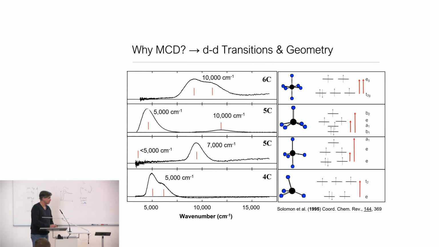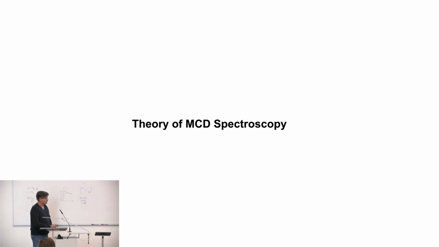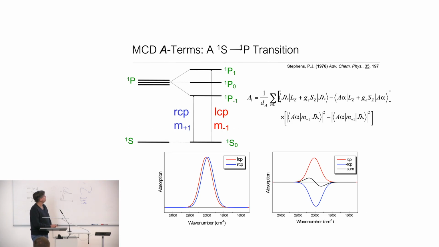to an actual enzyme system. But before we do that, I wanted to dig a little bit into the theory of the MCD and try to demystify that a little bit. So I have already talked about the A, B, and C terms, and now we can go through very, very simple model systems in order to try to understand where these are coming from. And let's start with the A term.